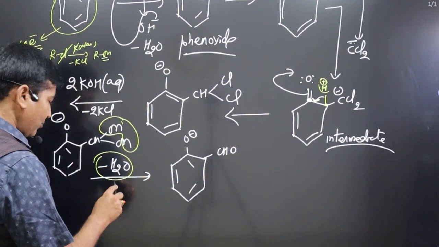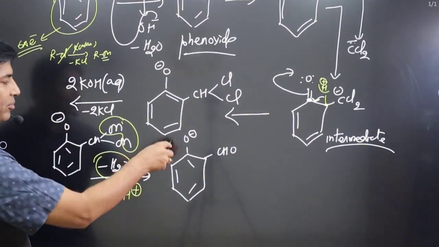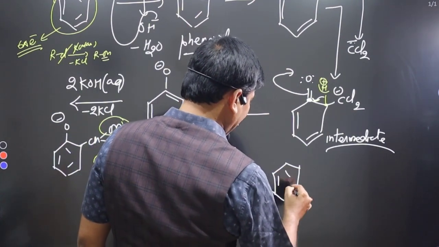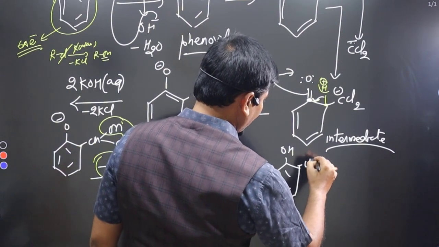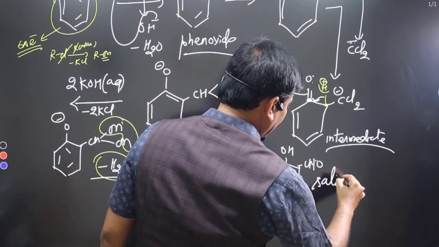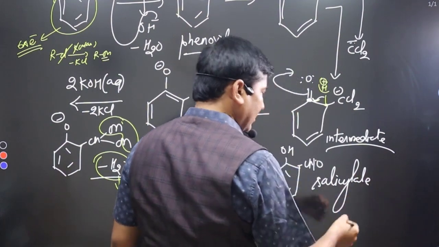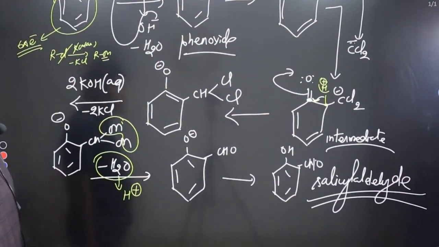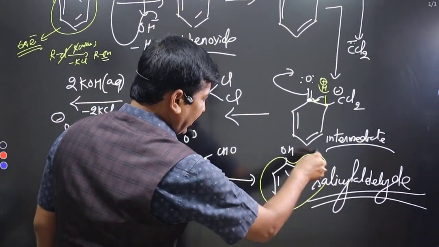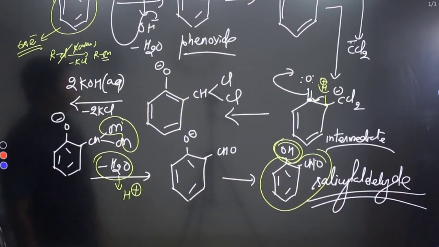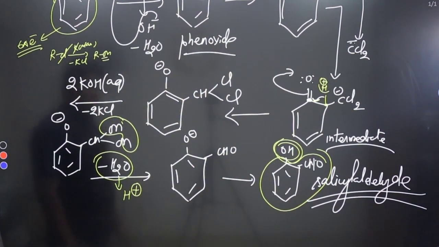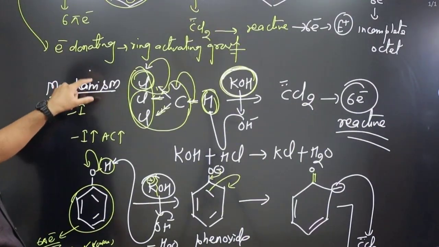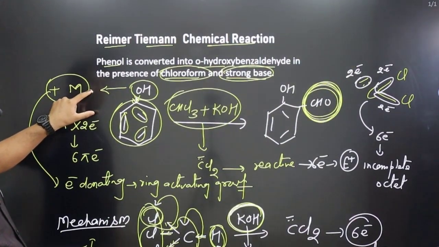From this H2O we get an H plus ion. This H plus ion will be attracted by the O minus ion. As a result, we get the final product, salicylaldehyde, with OH and CHO. We got salicylaldehyde. It is also known as ortho-hydroxybenzaldehyde. This is benzaldehyde, and in the ortho position we have an OH group with respect to CHO. So this is how we convert phenol into salicylaldehyde, ortho-hydroxybenzaldehyde.